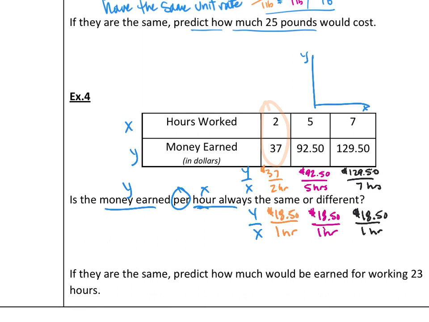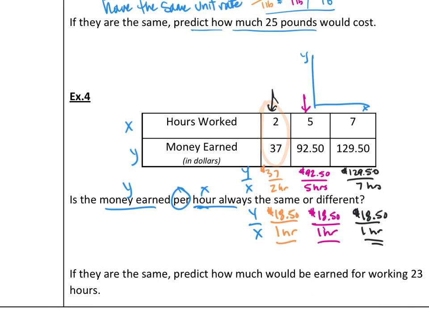Okay, so what you should have seen was this first situation came out to $18.50 per hour. Second situation came out to $18.50 per hour. And the last situation came out to $18.50 per hour. So they all have the same unit rate. And since they all have the same unit rate, it's a proportional relationship.